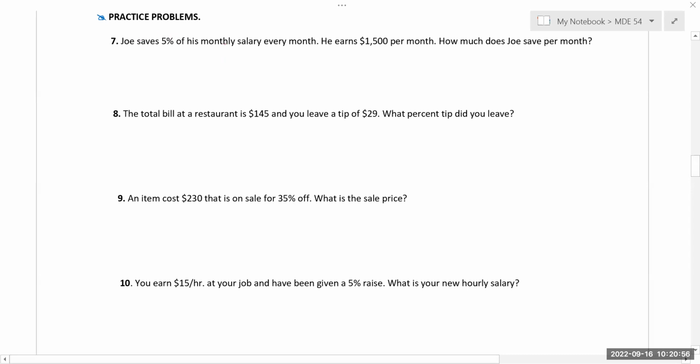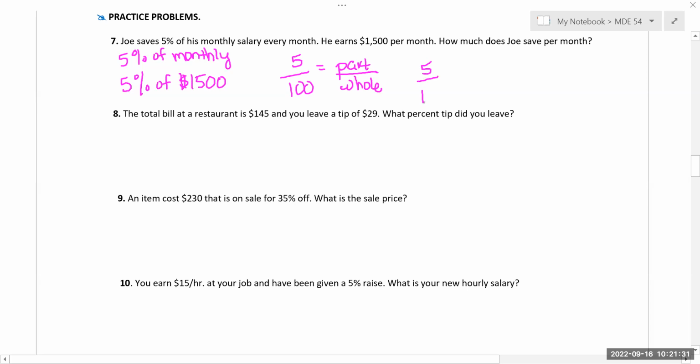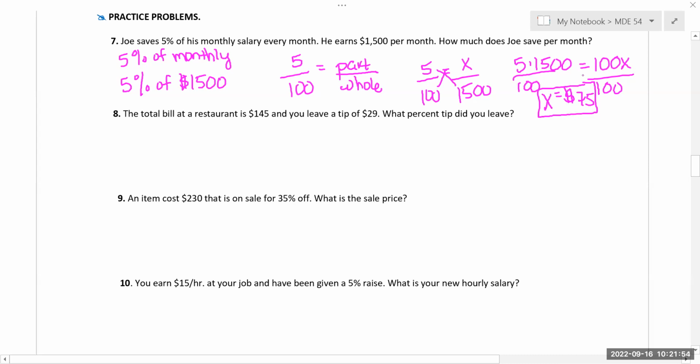So Joe saves 5% of his monthly salary. And his monthly salary is $1,500 per month. So he saves 5% of $1,500. So I could do this as a proportion by taking the percent divided by 100 and equaling it to the part whole. Well, the part is the 5% and the whole is the 1,500. And then I could solve it that way. So 5 times 1,500 equals 100x divided by 100. And I end up with $75. If you wanted to do it as a straight percent problem, that would be fine too. Saying 0.05 times 1,500. You can do these multiple ways.